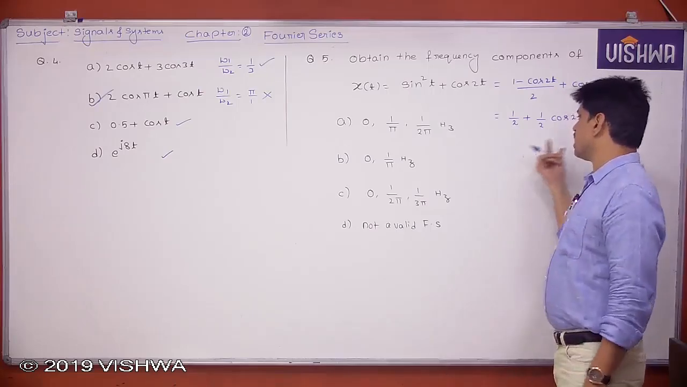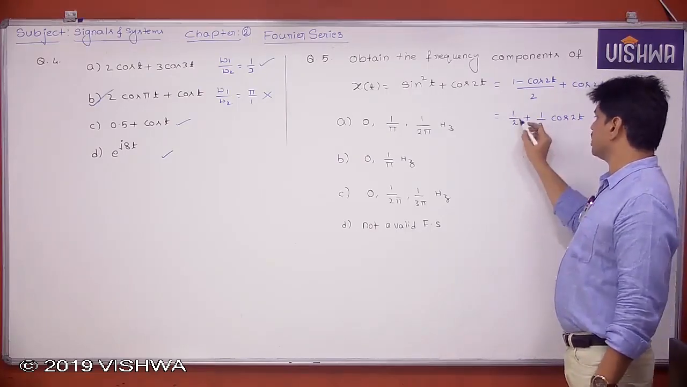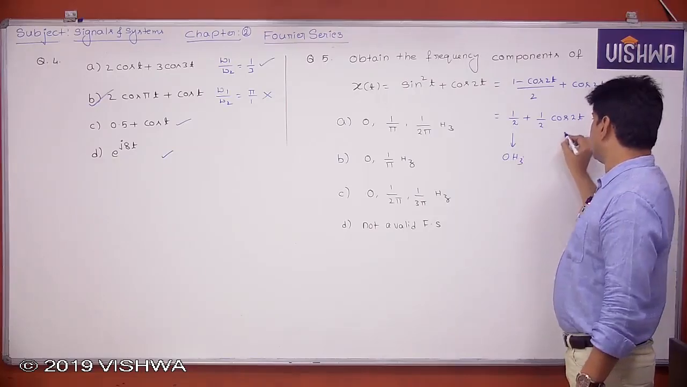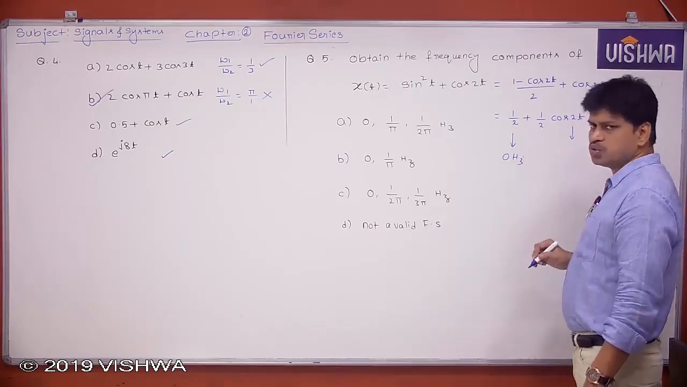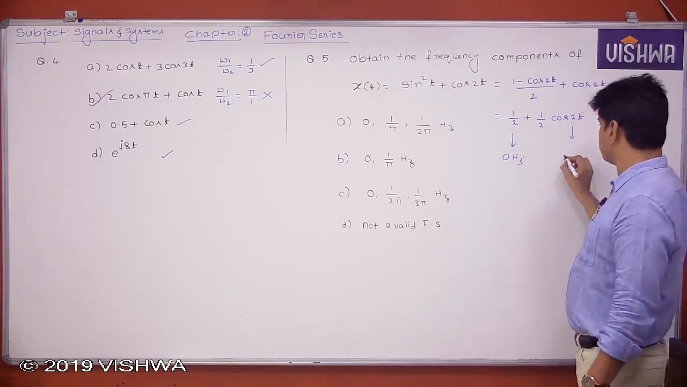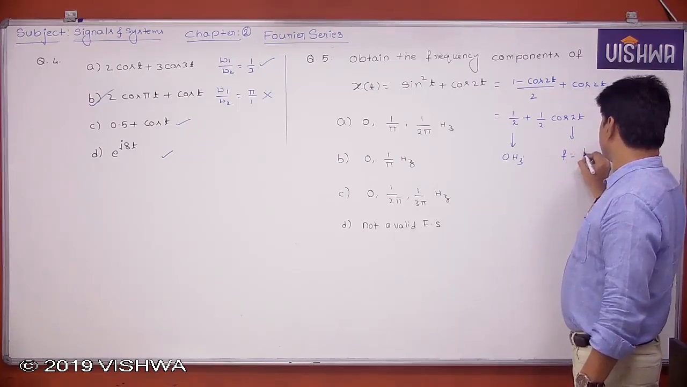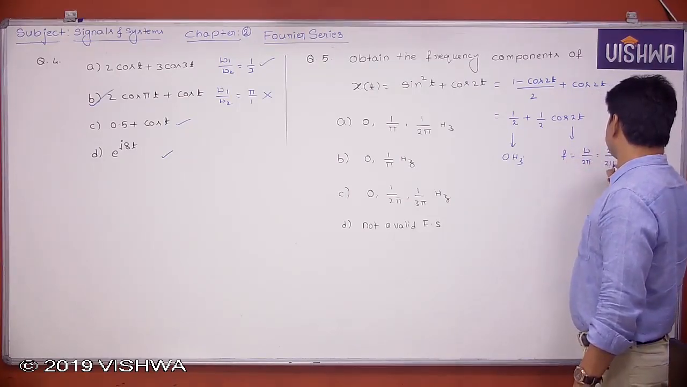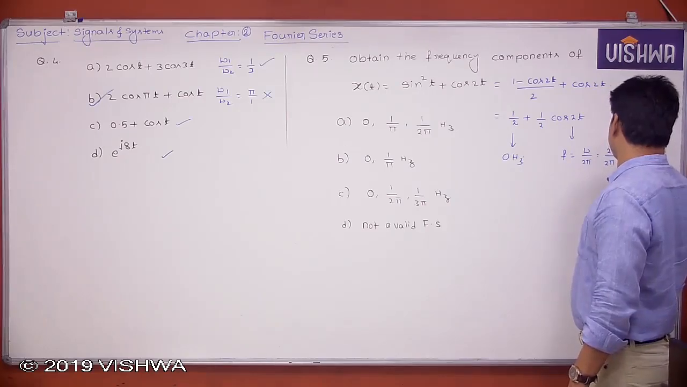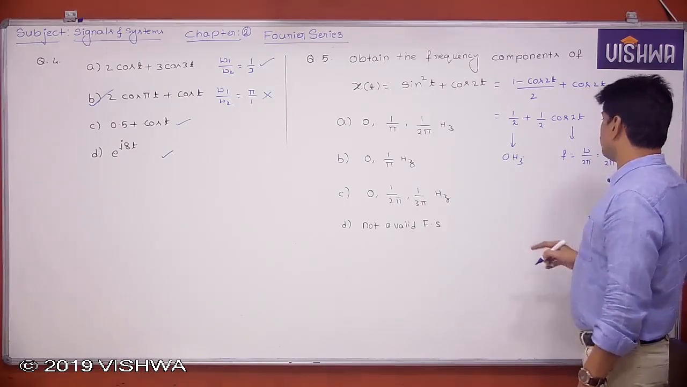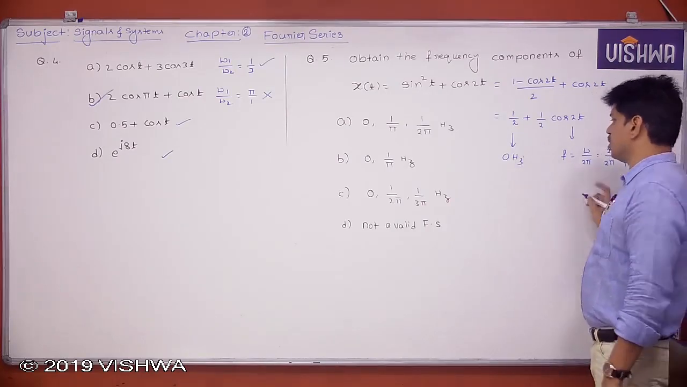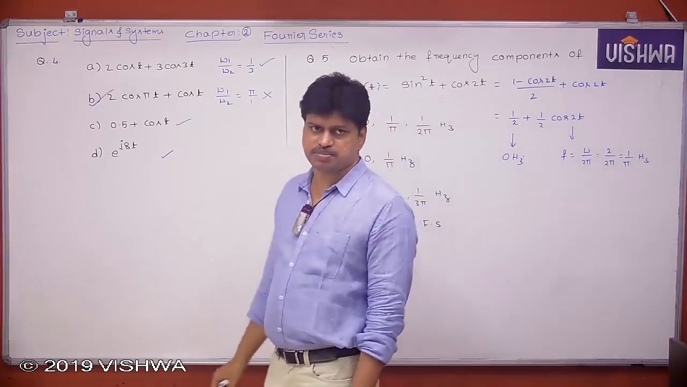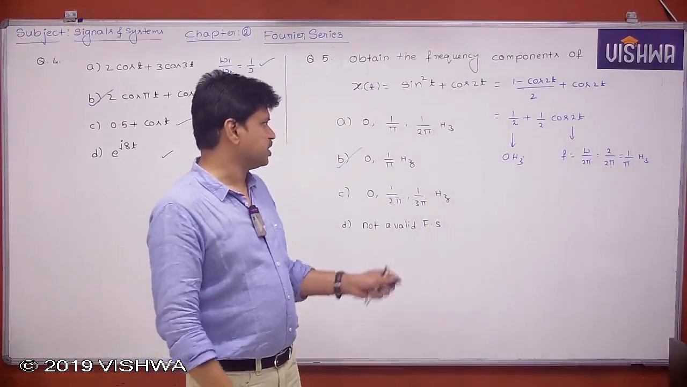So simply, we have two terms here. One is a DC signal, so it is 0 Hz, and here omega is equal to 2. Then f is equal to omega by 2 pi, so this is 2 by 2 pi, that is 1 by pi Hz. So we have only two frequencies, 0 and 1 by pi Hz. That is option B, which is correct. I hope you understood. Okay, take it.